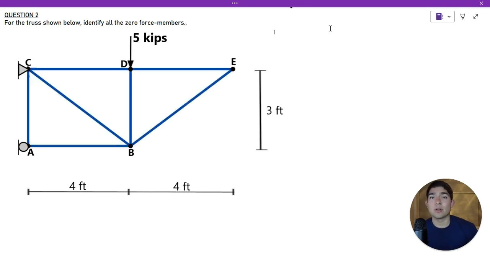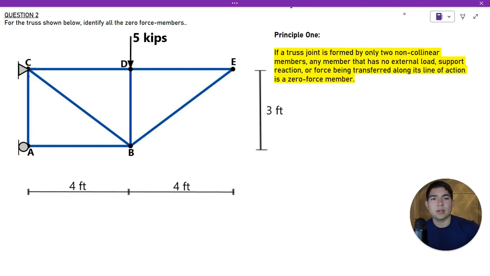Moving on to question number 2, now we have a truss that looks completely different. However, like I mentioned at the beginning of the lecture, this question can also be solved using principle 1. So let's go ahead and see how principle 1 applies to our new truss. So remember, for principle 1, we're interested in joints that have 2 noncollinear members.